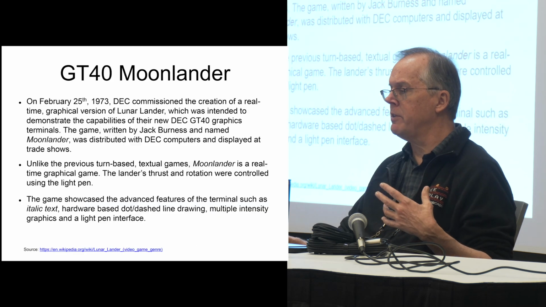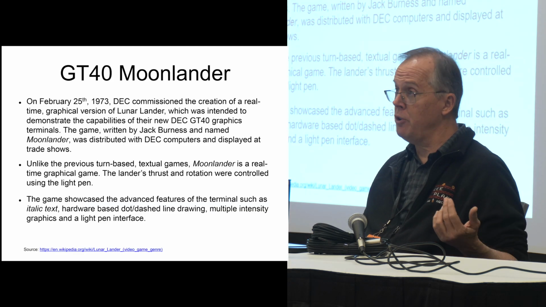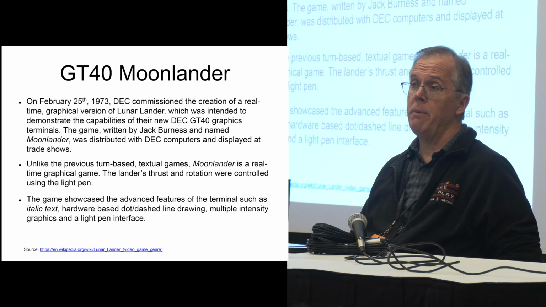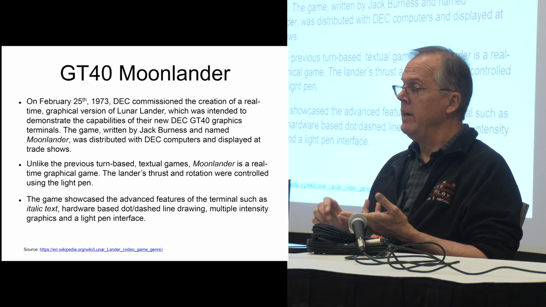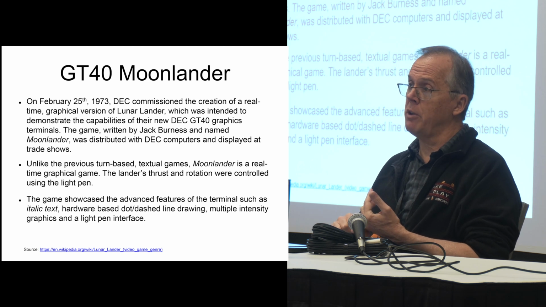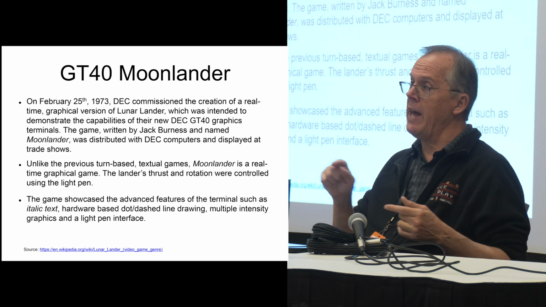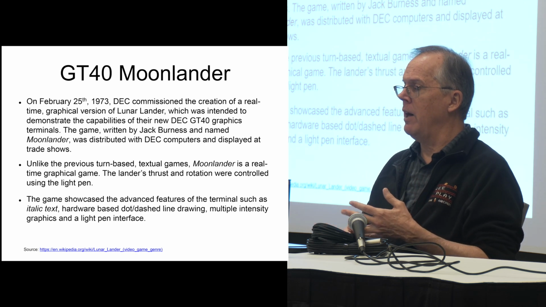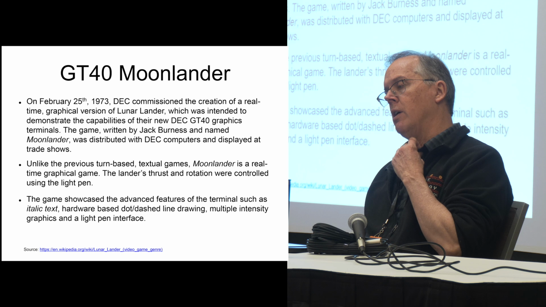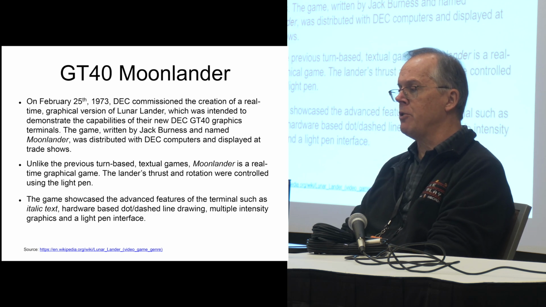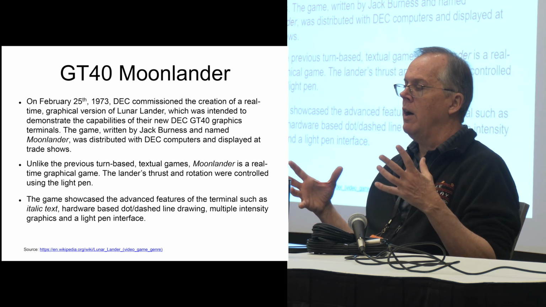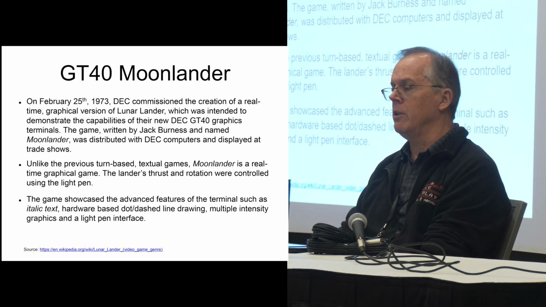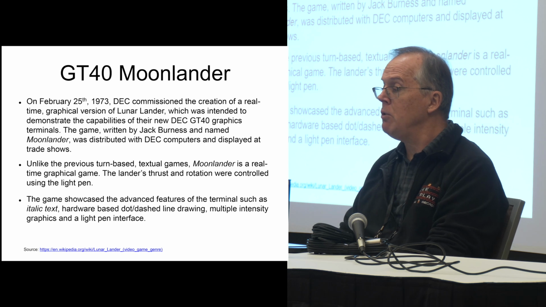A few months after that, a DEC engineer was commissioned to create a program that would highlight the features of this graphic terminal. For example, it could do italic text. It could highlight. It could draw lines. It was a vector-based display, but it could draw lines that were dashed and dotted for the CAD-CAM kind of applications. And so it had a number of features. This software programmer, Jack Burness, basically tried to use as many of the features of this graphic terminal as he could in this game, Lunar Lander. And he called it Moon Lander, I guess.